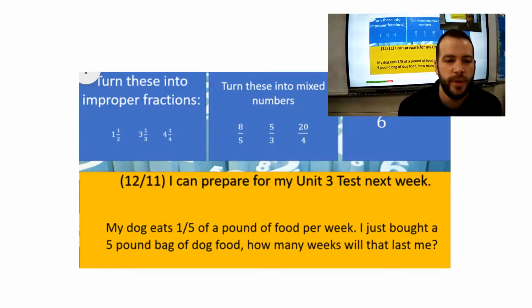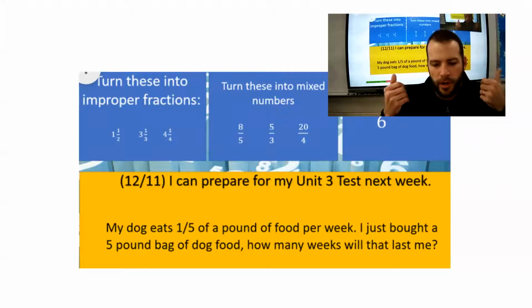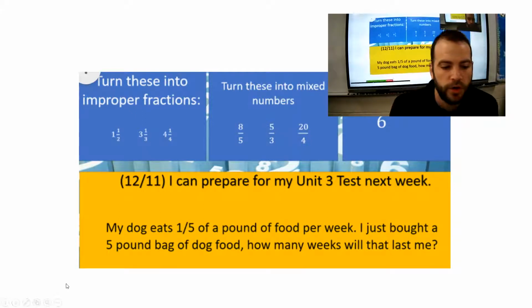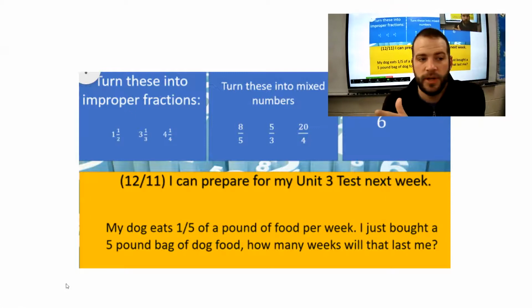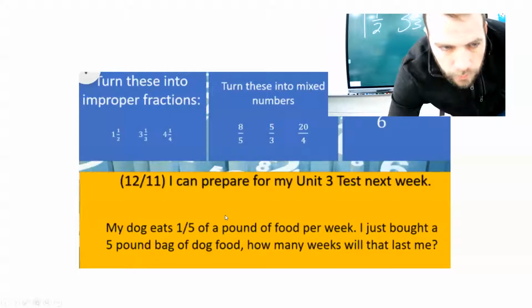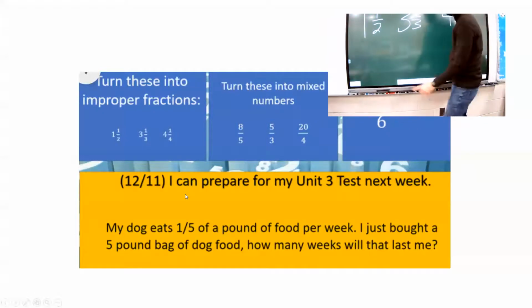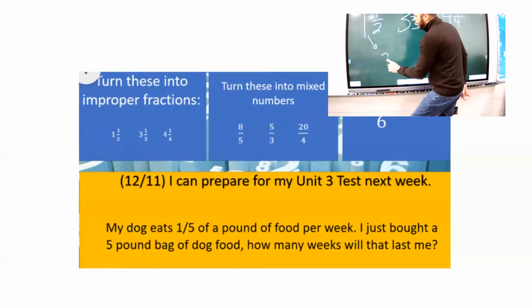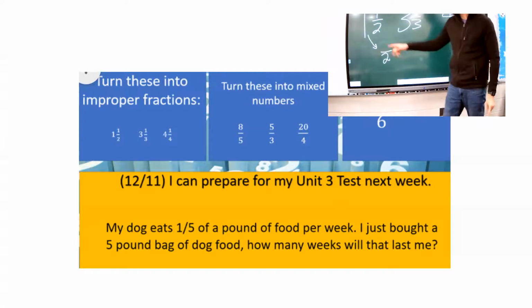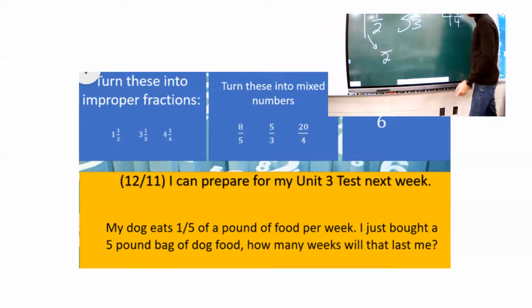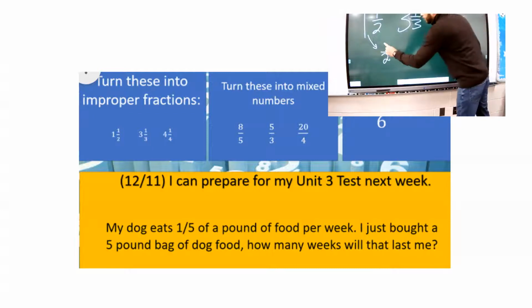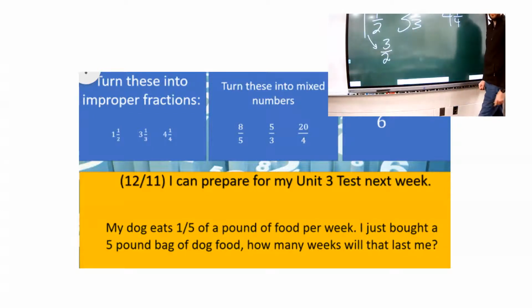All right, it says turn these into improper fractions. So remember, improper fractions and mixed numbers are both amounts that represent more than a whole. What we are going to do is take our mixed numbers and turn them into improper fractions, and take our improper fractions and turn those into mixed numbers. We have 1 1/2. We want to figure out how many total halves that is. Well, the whole is 2 halves, and then the half is another half. So total, that is 3 halves, right?